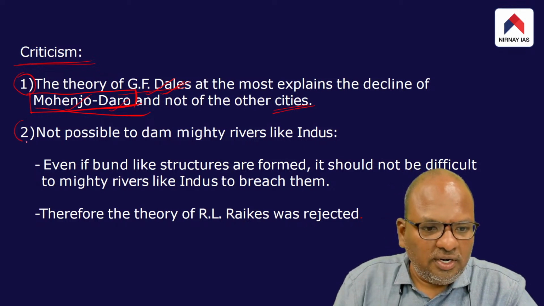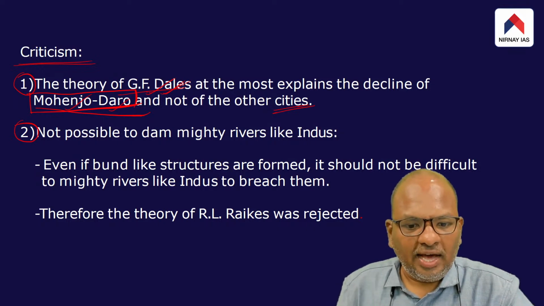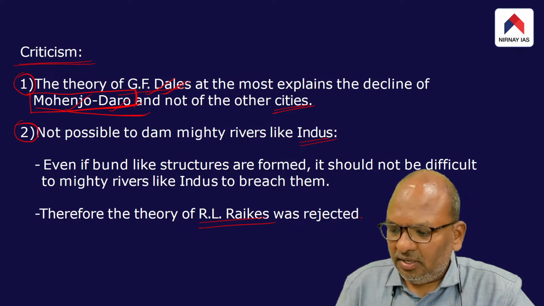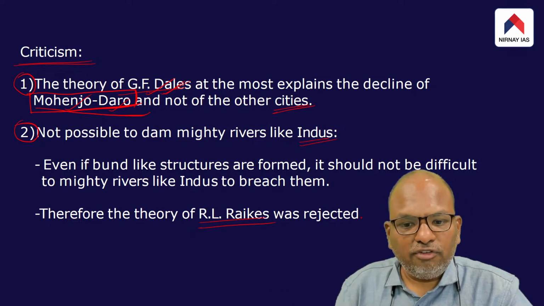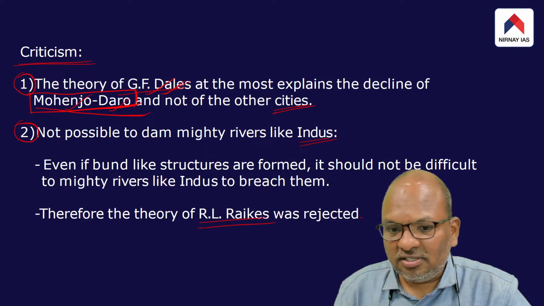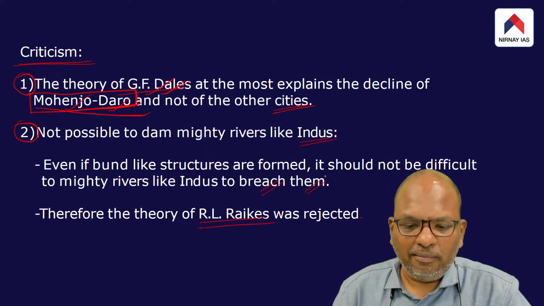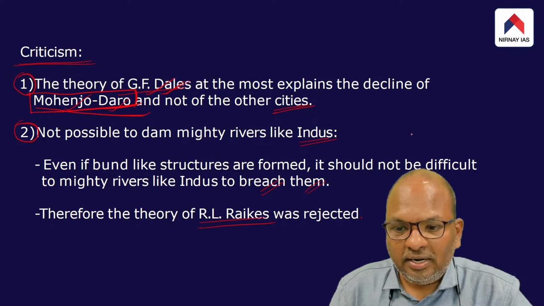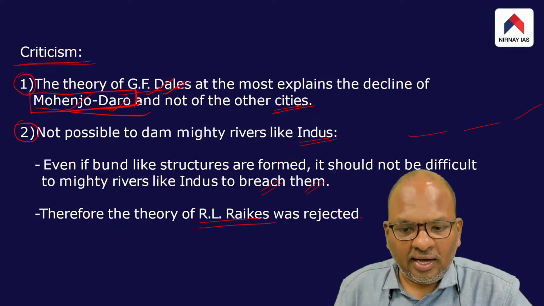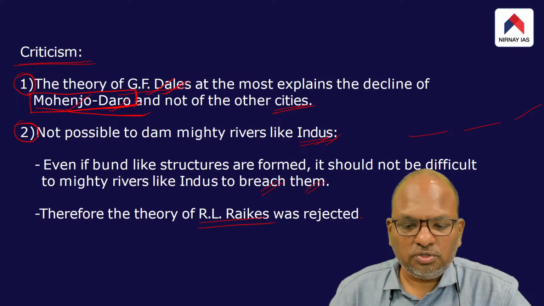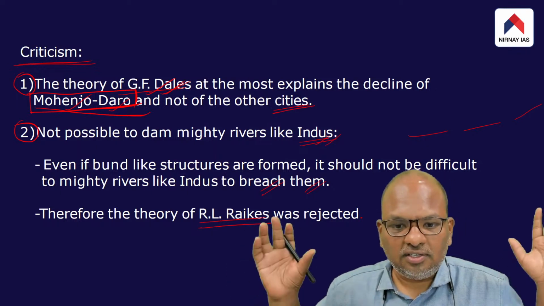How about the criticism against R.L. Riggs? So basically, R.L. Riggs is criticized because Indus is no small river. Indus is a mighty river. So even if a bund-like structure is formed, it would not be difficult for a mighty river like Indus to breach the bund. This is the argument of a majority of the scholars. The majority of the scholars also agree that bund-like structures frequently occur in the Indus Valley. But the majority of the scholars argue that Indus is no small river. Indus is a mighty river. It carries large amounts of water.